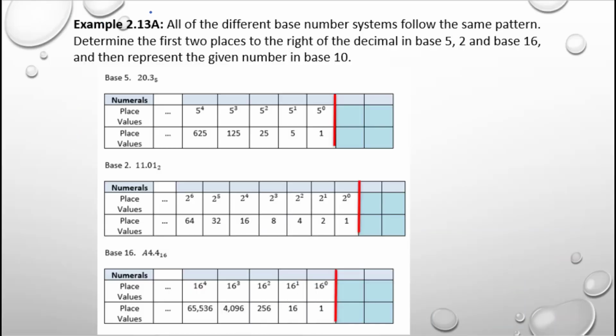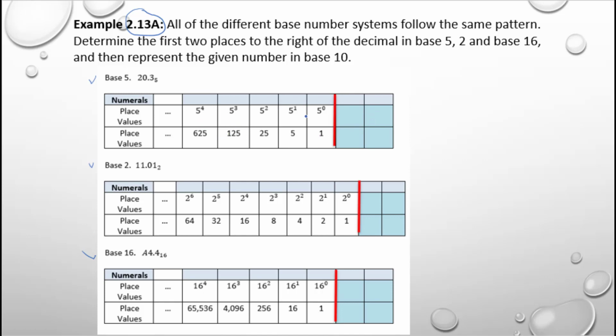This 2.13a is one you're responsible for in terms of taking a photograph or handing in. So this one you want to make sure you take notes on. And we're going to look at these different bases, a base 5, a base 2, and a base 16. And we're going to look at how we represent fractions in those bases.